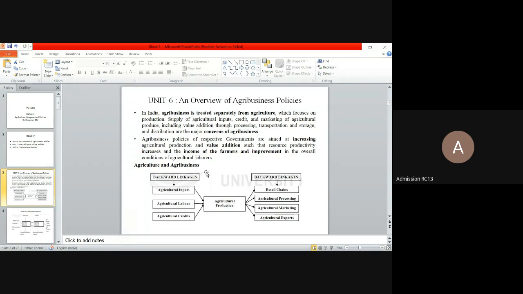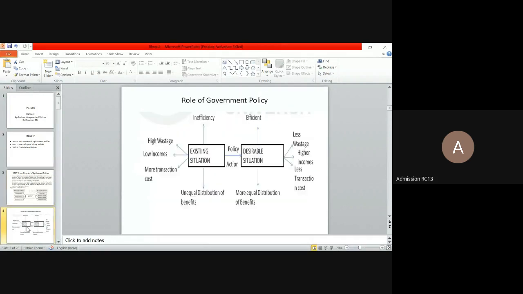Then agricultural processing, where you decide which chain of distribution you are following, plus packing and everything. Then agricultural marketing, where you finally sell your product. These are all within the country. The last level is agricultural exports, where you send the products globally if there is a demand for your agricultural production. So this is the linkage between agriculture and agribusiness. I hope it is clear.